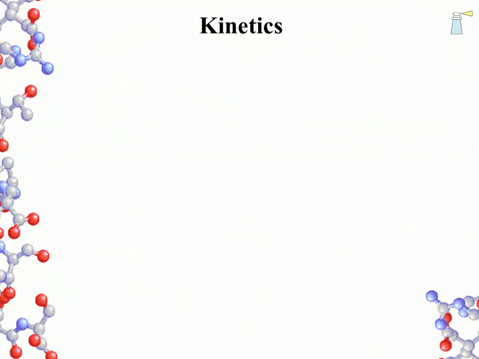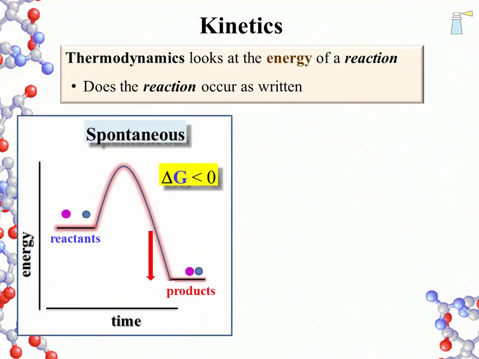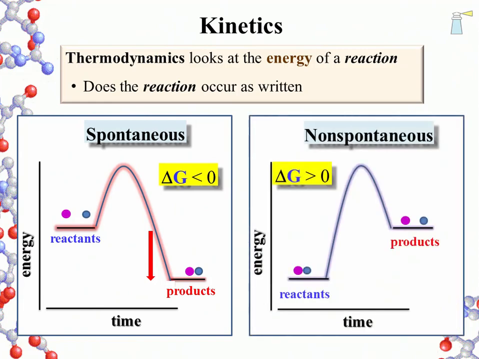In the previous two lectures of this series, we looked at the role of energy in chemical reactions. Thermodynamics looked at the energy of a reaction. Energy answers the question of whether a reaction occurs as written in the chemical formula. Specifically, looking at the free energy, delta G of a reaction, answers the question of whether a reaction releases energy, negative delta G, and is spontaneous, or it consumes energy, positive delta G, and is non-spontaneous.